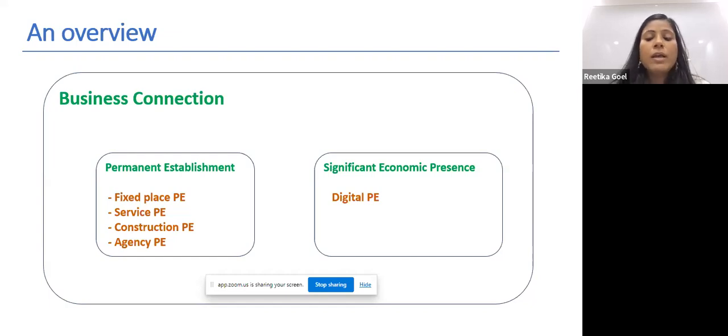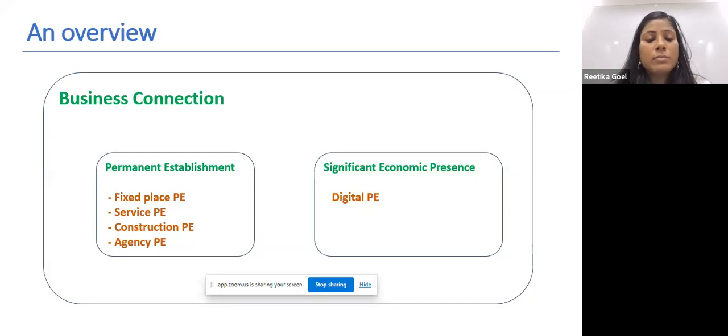Then the agency PE, that is where you do not have your own operations in that country. You are using a third party, and the third party is working exclusively in accordance with the directions which the other entity is providing. For example, there's an entity in the USA. It wants to avail certain services in India. Instead of sending its own resources to India, it appoints a third party and says, you work exclusively for me. Whatever work we ask you to perform, you perform accordingly, and we will remunerate you on this basis.